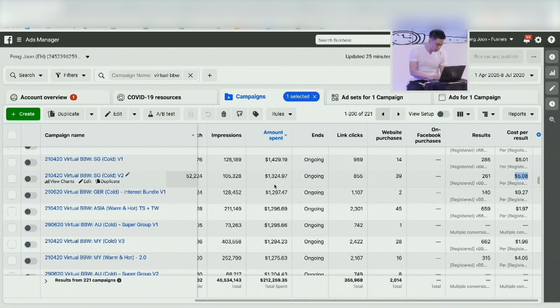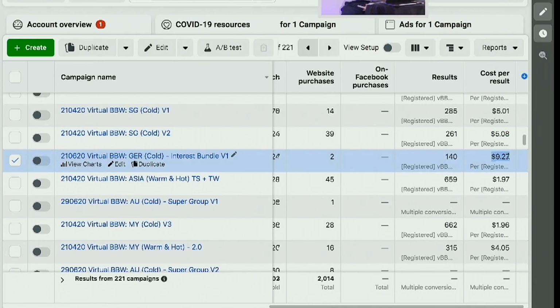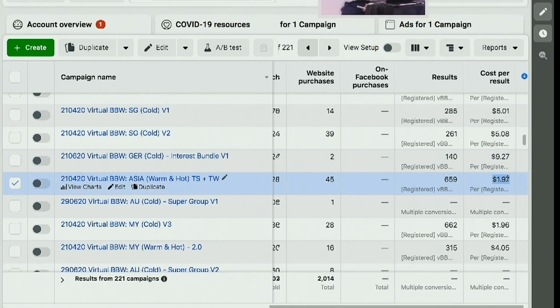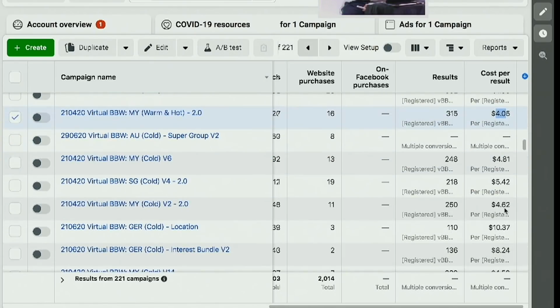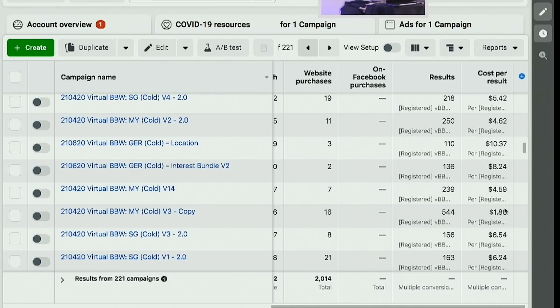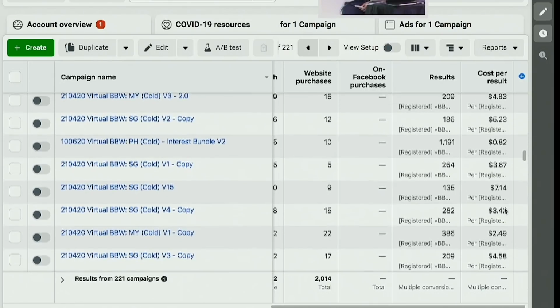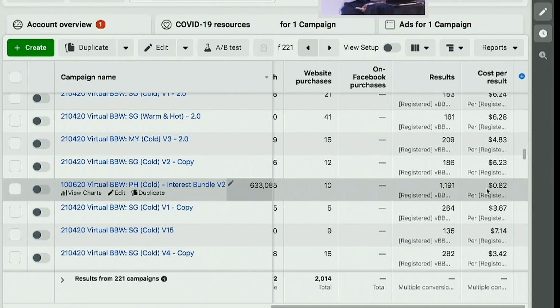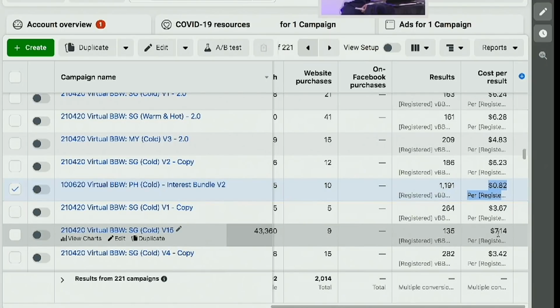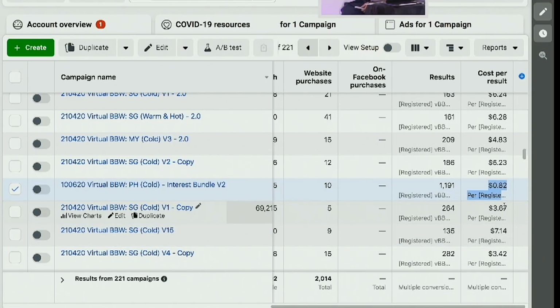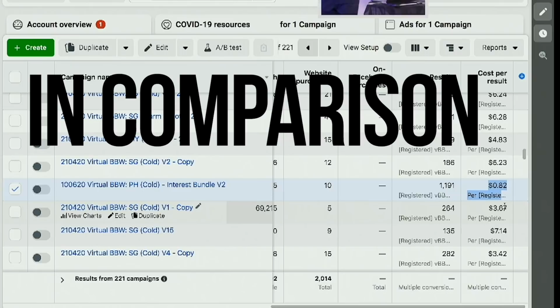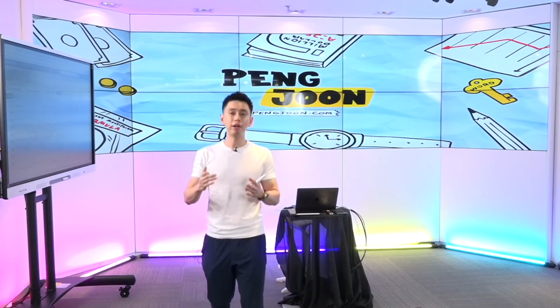Notice, like over here, I can tell Germany cost me $9.27. This one for Asia, $2.04. Does it mean that $2 is bad or good? Does it mean that because I'm able to collect leads at $2, therefore a lead at $10 is bad? Does it mean that this one in Philippines that's only 82 cents per registrant is extremely good? No. The thing that I would like you to write down is, please write down, in comparison to what? In comparison to the sale.